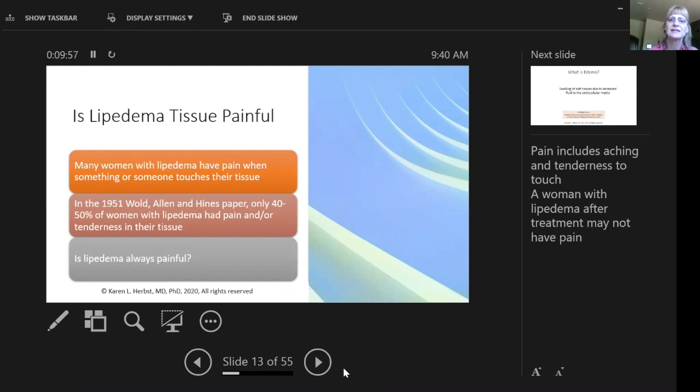So my question is, is lipedema always painful? If your body looks like you have lipedema, you can't lose the fat by diet, exercise, or bariatric surgery, but you don't have pain, do you not have lipedema? I don't have the answer to that, but I think it's something I'd like you to think about.